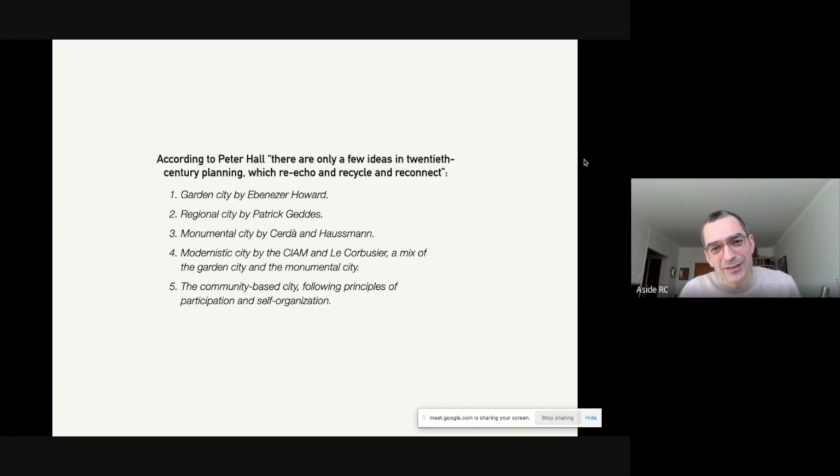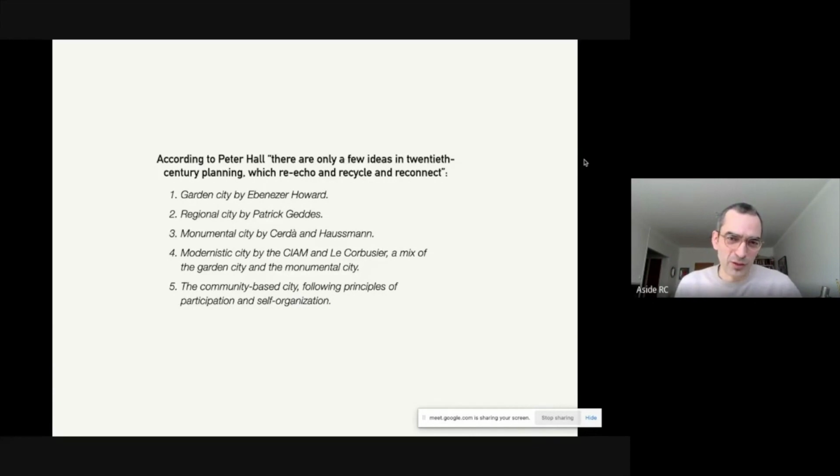So another way of looking at this, I've been already suggesting a couple of ways of dealing with modern planning. So even to complicate it a bit more, it's actually too simplified, I would say. But we have this analysis done by urbanist and urban historian Peter Hall, who argued that in fact there are only a few ideas in 20th century planning which re-echo and recycle and reconnect once and again until the present time.